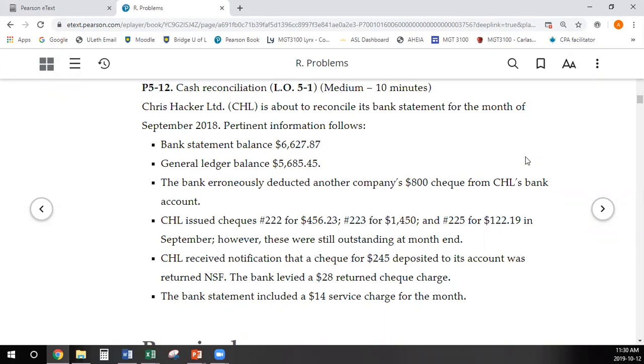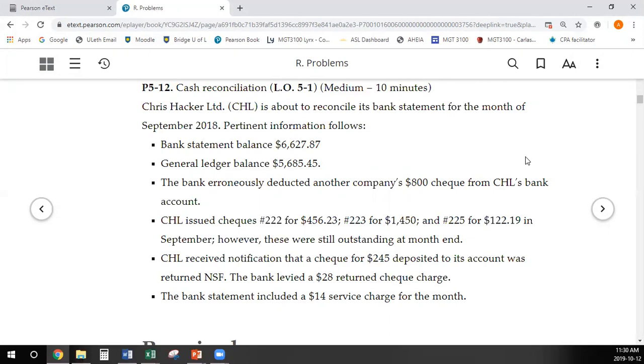The bank statement balance is $6,627.87. The GL balance is $5,685.45. The bank erroneously deducted another company's $800 check from CHL's bank account. CHL issued 3 checks in September that are still outstanding at the end of the month.